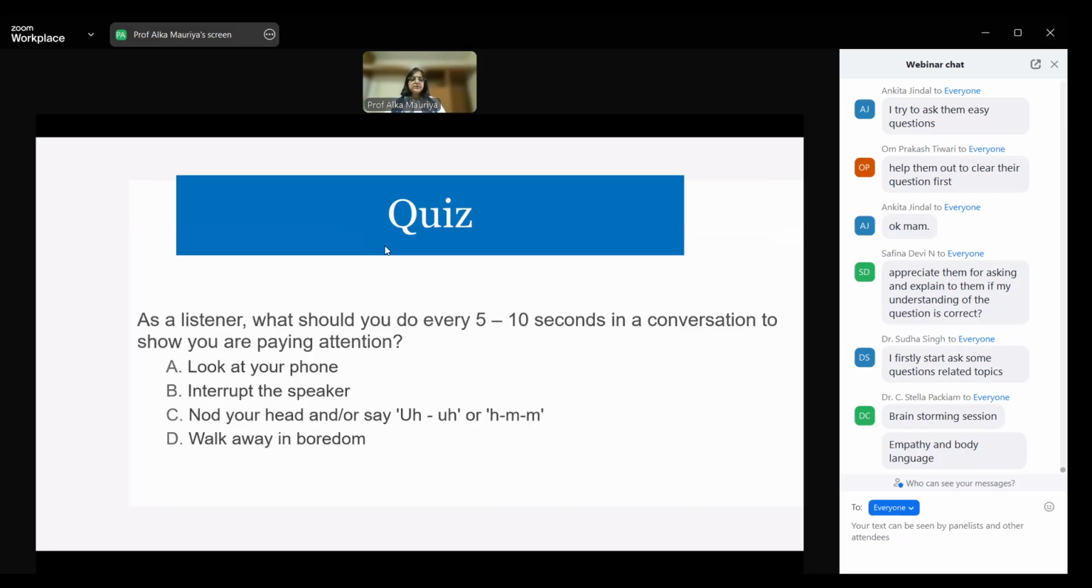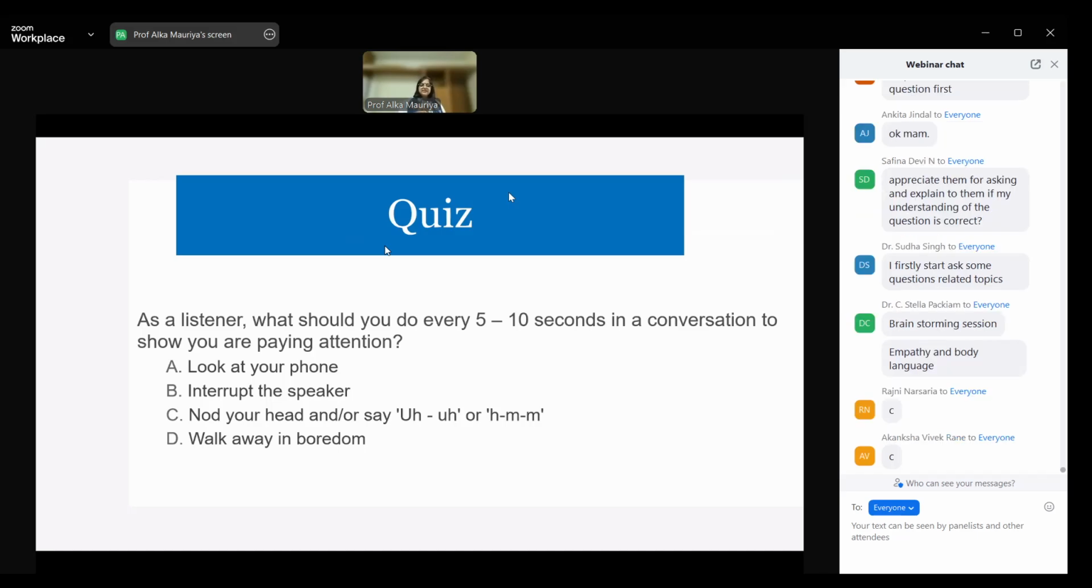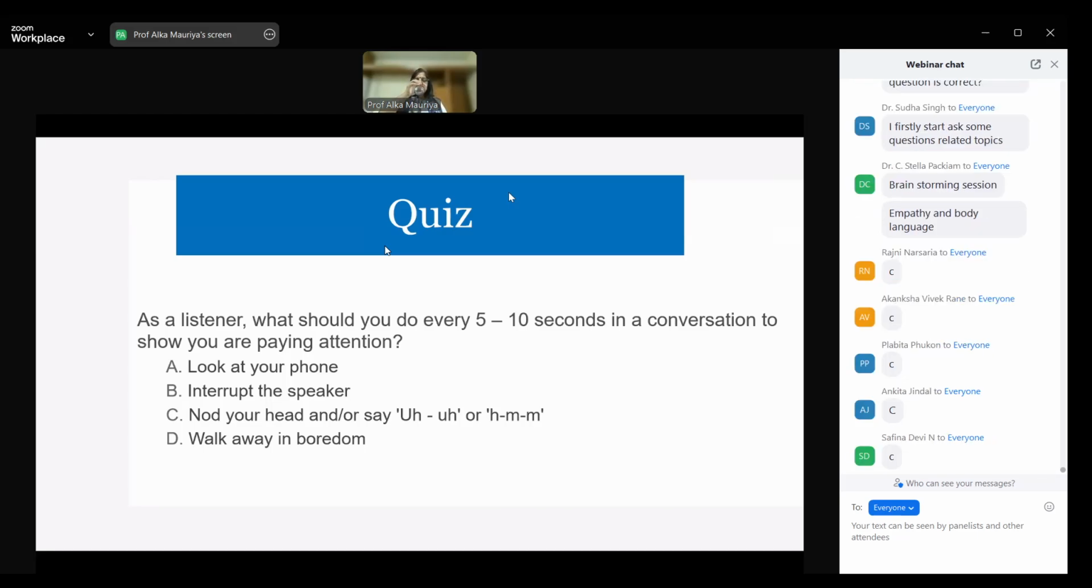Now there's a quiz. As a listener, what should you do every 5 or 10 seconds in a conversation to show that you are paying attention? Options: look at the phone, interrupt the speaker, nod your head and say something, or walk away in boredom.